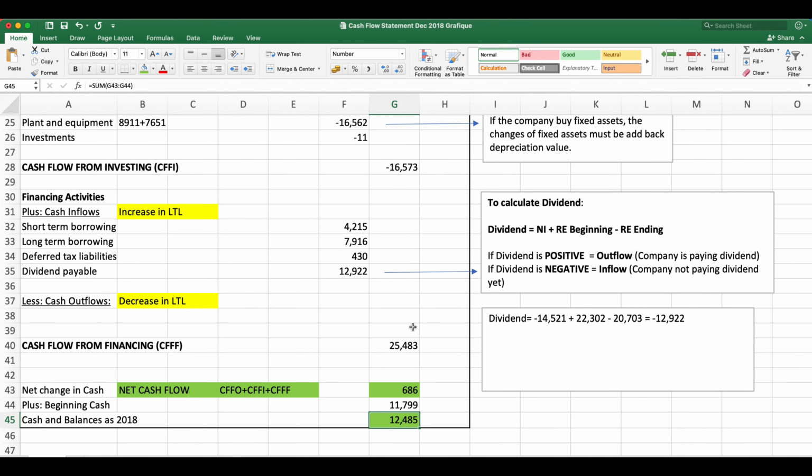Alright, our net cash flow calculated above is equal to the net change in cash. And then plus with the beginning 11,799. So it must be equal to 12,485. And this one should tally with the cash and balances as of 2018. So I think that's all for this video. Thank you.